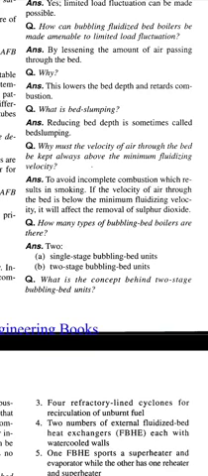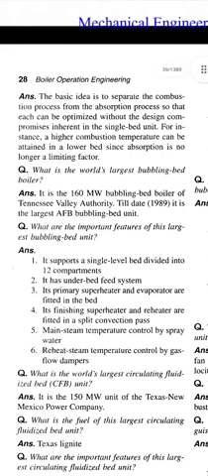Next question. How many types of bubbling bed boilers are there? There are two. Single stage bubbling bed units, two stage bubbling bed units. Question. What is the concept behind two stage bubbling bed units? Answer. The basic idea is to separate the combustion process from the absorption process so that each can be optimized without the design compromises inherent in the single bed unit. For instance, a higher combustion temperature can be attained in a lower bed since absorption is no longer a limiting factor.